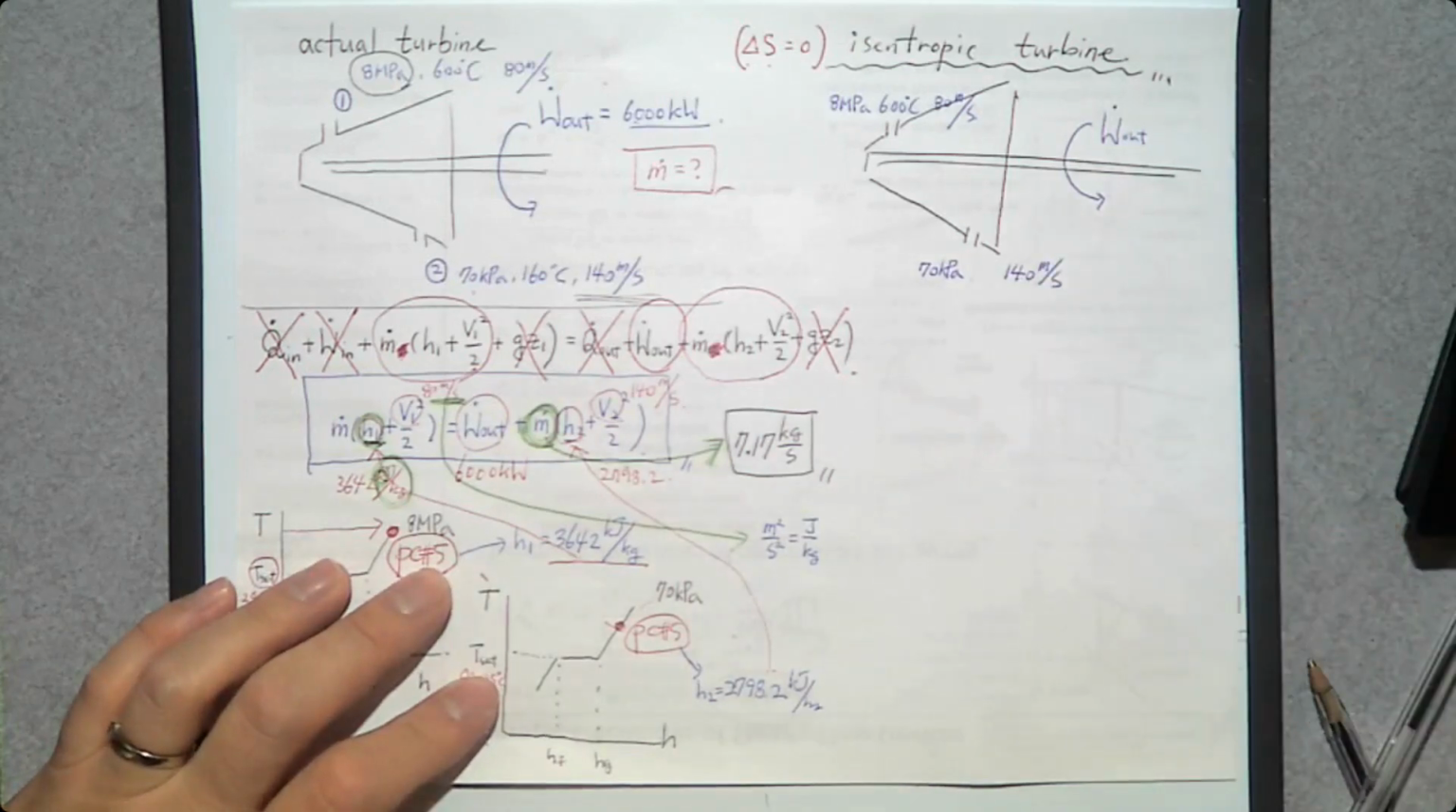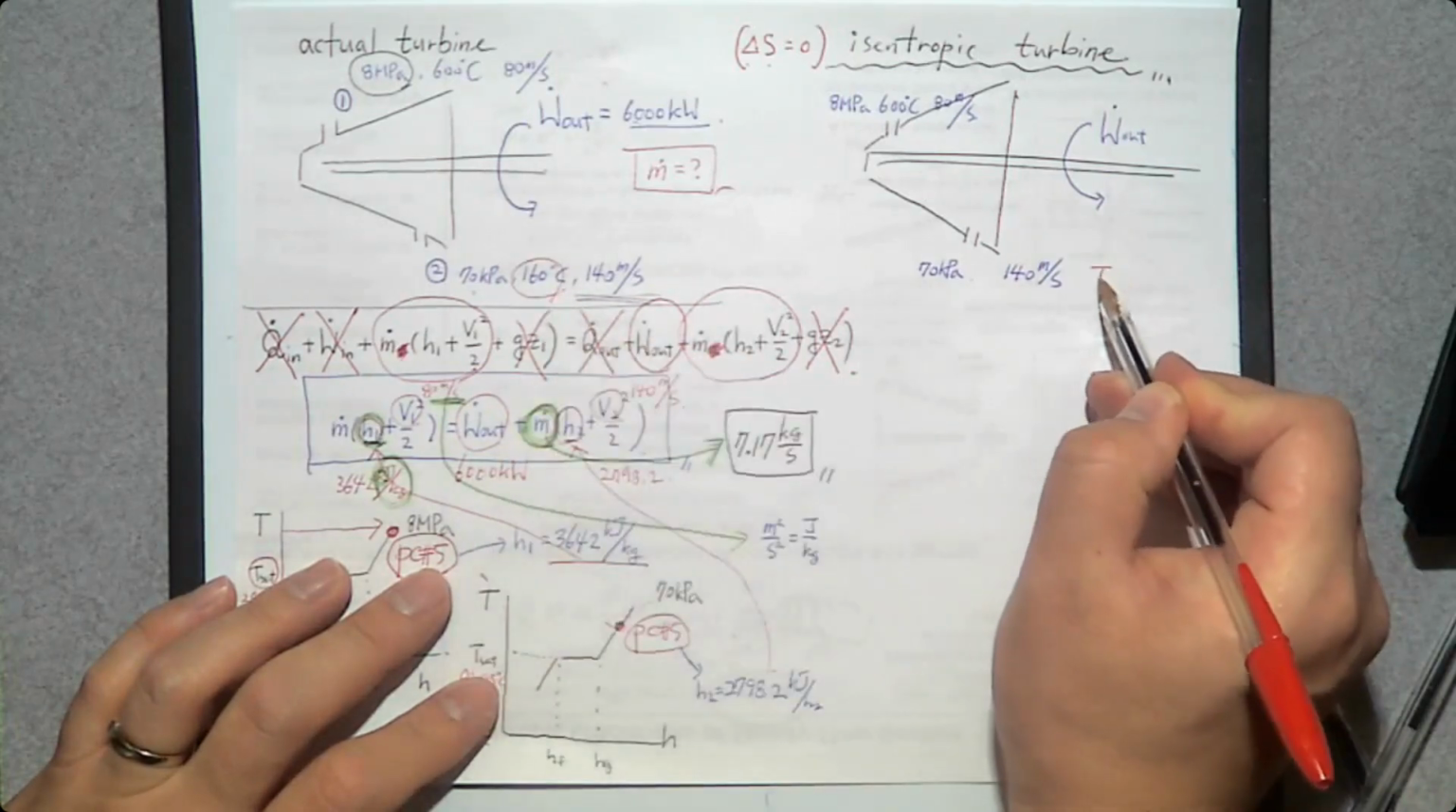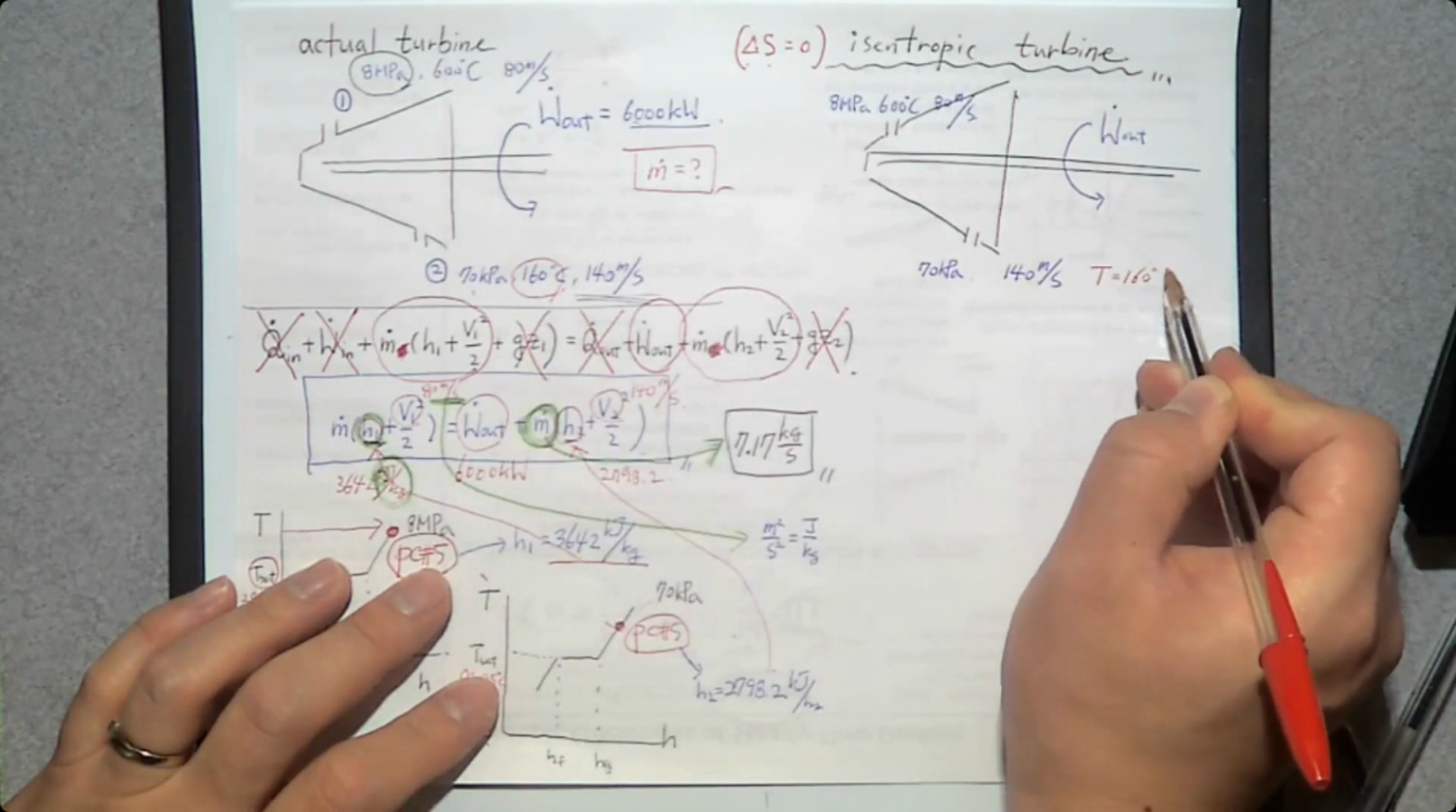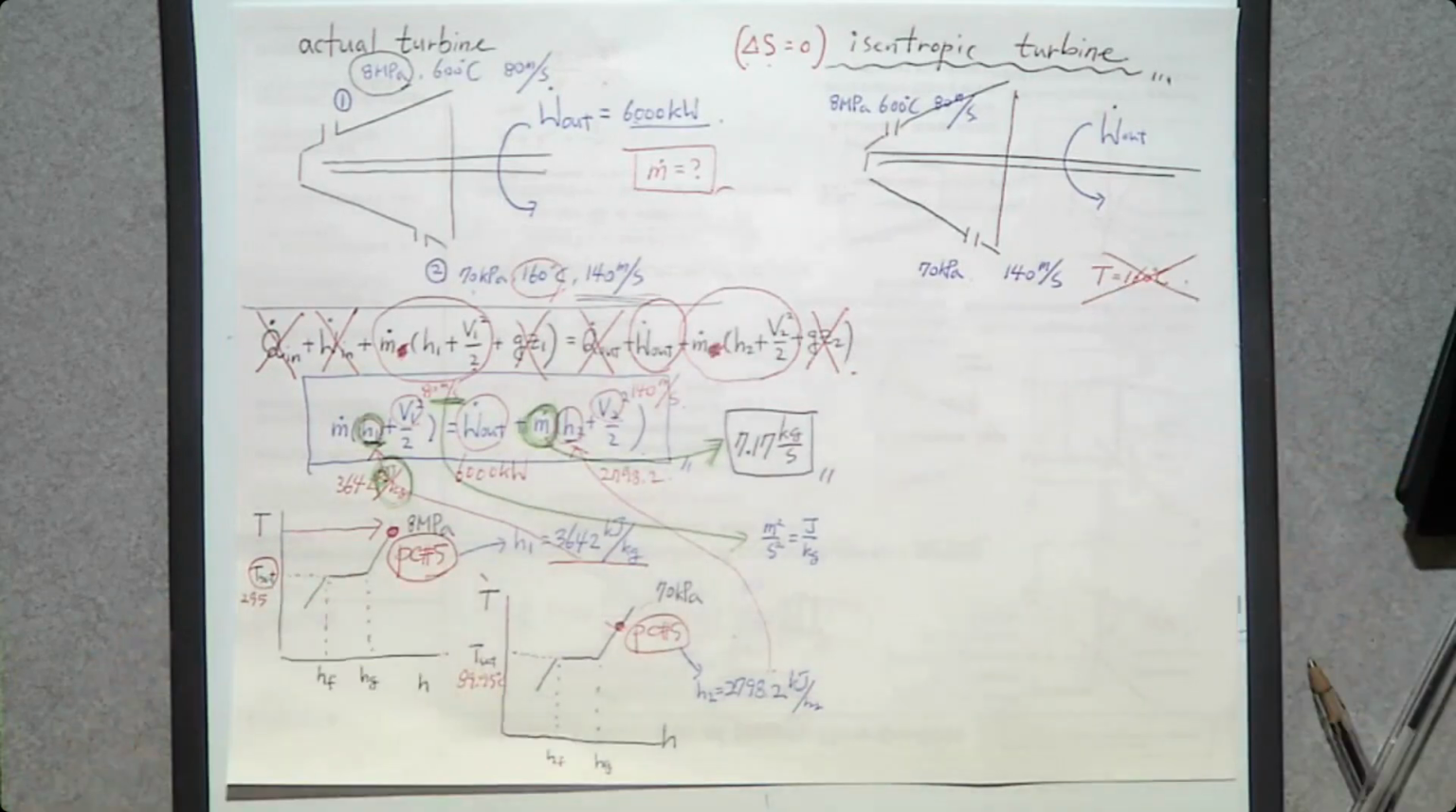So the question is going to be this temperature. Is the temperature still 160 degrees Celsius? Not anymore, because we are going to produce more power, so less thermal energy will be at the exit. So the temperature could be less than that. One thing that is different between the actual turbine and this isentropic turbine is going to be the thermal energy at the exit. And this temperature represents the thermal energy at the exit.